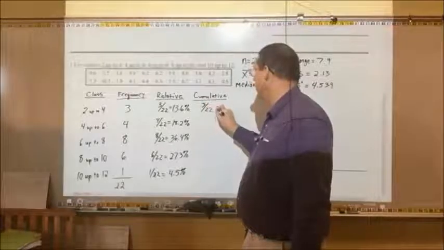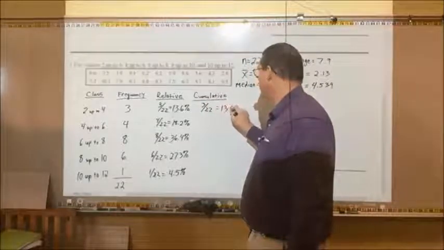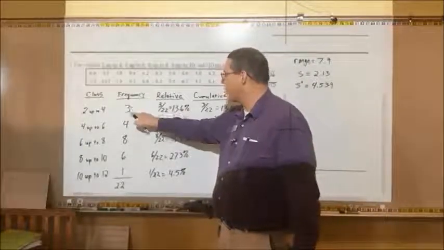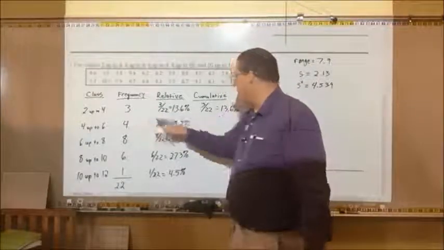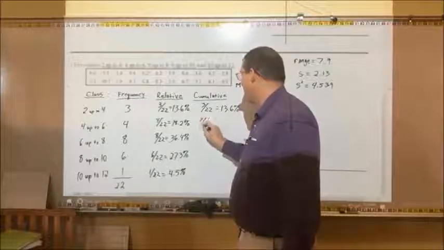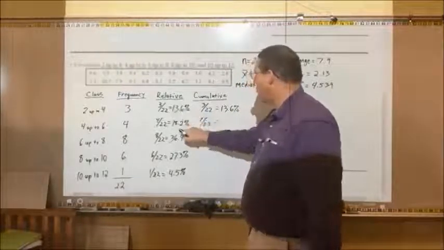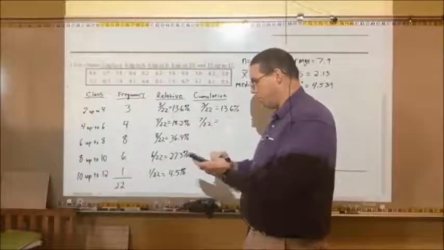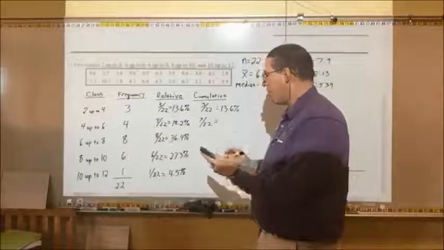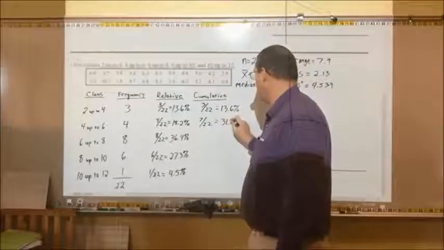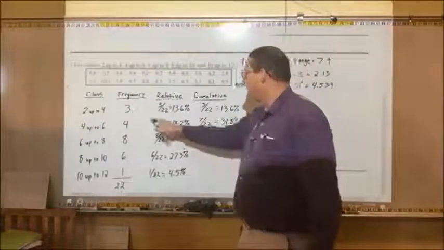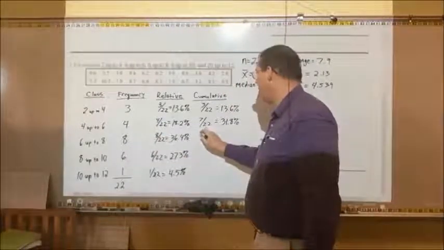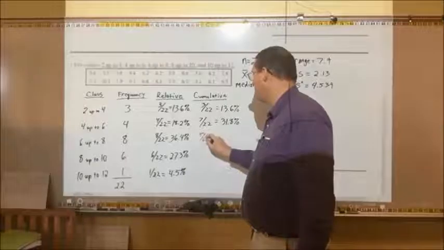which is 13.6%. Now what we're going to do is we're going to add this plus this. 3 plus 4 is 7. So now it's going to be 7 out of 22. And we're going to add these two percentages together. 13.6 plus 18.2 is 31.8%. Now we're going to add these three up. 3 plus 4 is 7. 7 plus 8 is 15. So it's 15 out of 22.